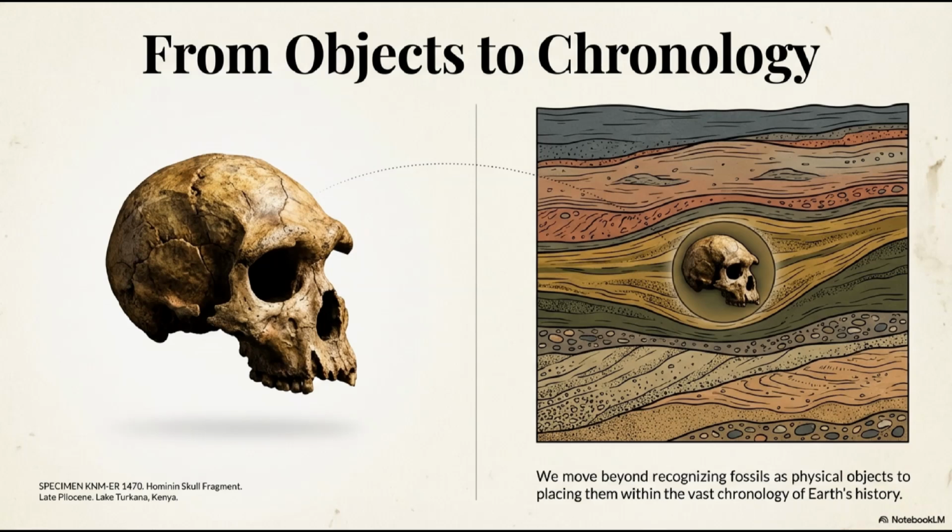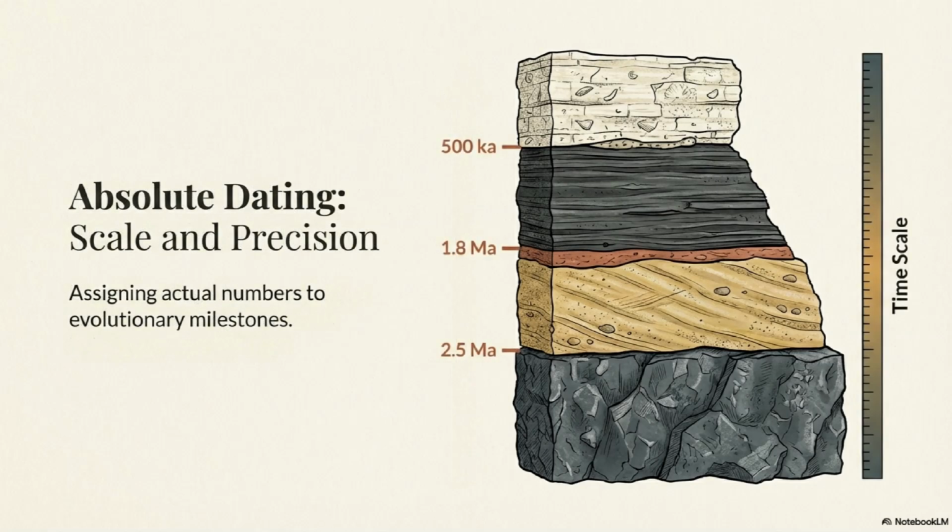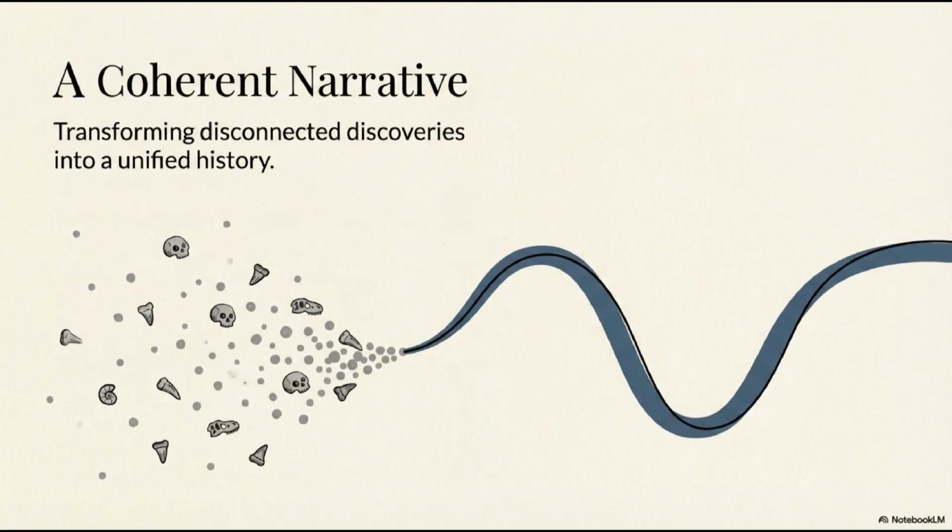First, let's revisit what we accomplished in this section. We moved from simply recognizing fossils as physical objects to placing them within the vast chronology of Earth's history. Relative dating helped us understand the order of events, who came before whom, and how layers build upon one another. Absolute dating then allowed us to assign actual numbers, giving evolutionary milestones a sense of scale and precision. Together, these methods transform disconnected discoveries into a coherent narrative.